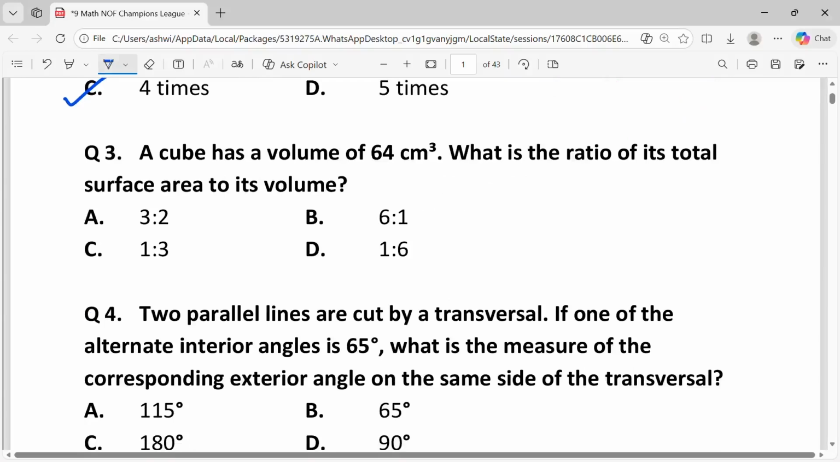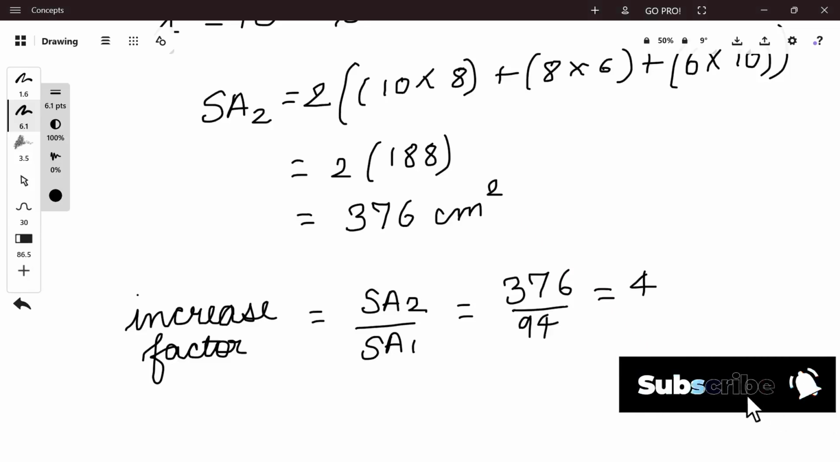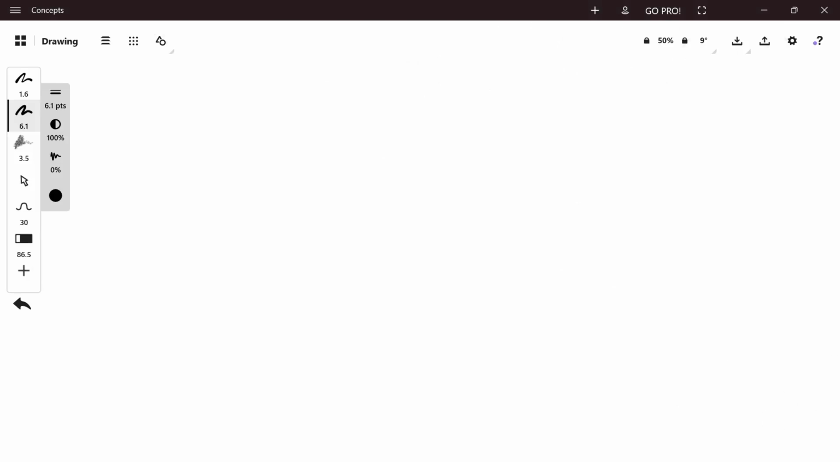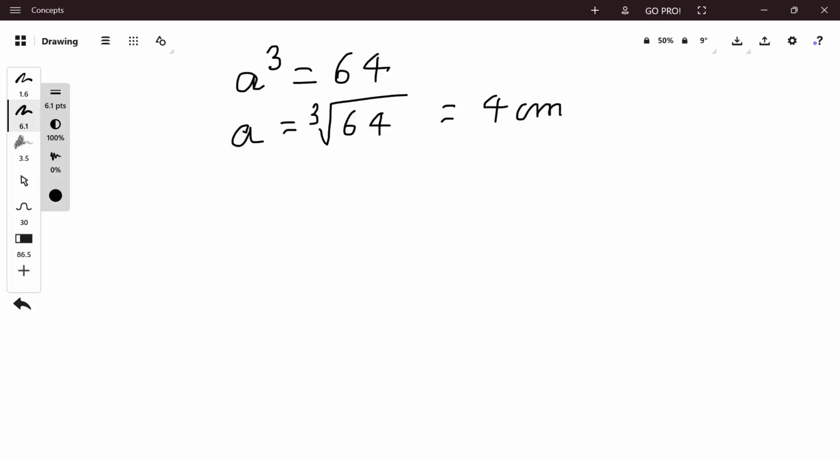Question 3. A cube has a volume of 64 centimeter cube. What is the ratio of its total surface area to its volume? The volume V of a cube is given as 64 centimeter cube. The volume formula is V is equal to A cube, where A is the side length. That is A cube is equal to 64. A is equal to cube root of 64, which is equal to 4 centimeter.